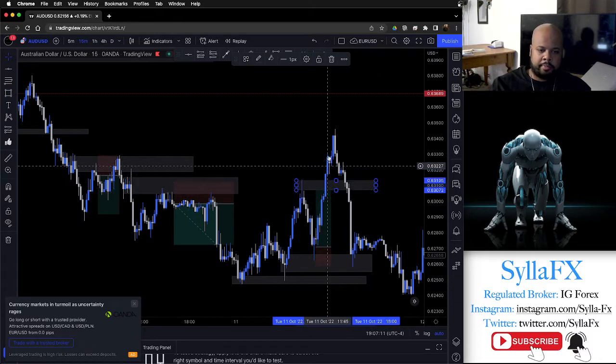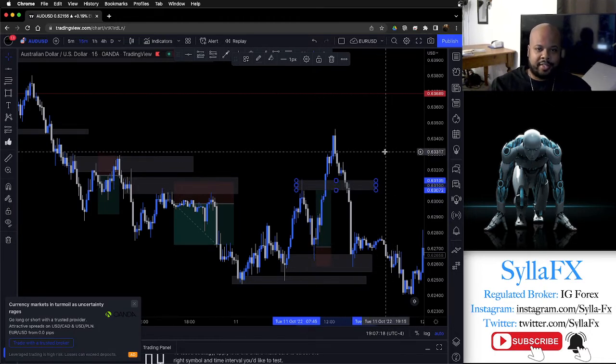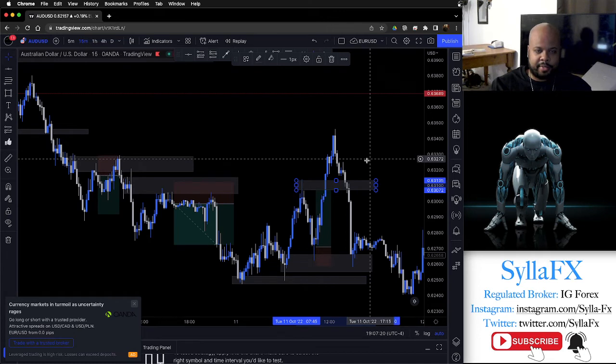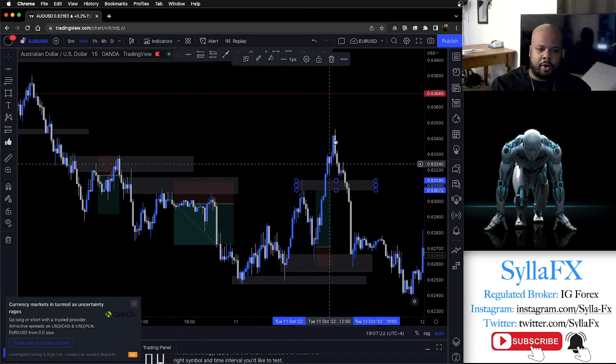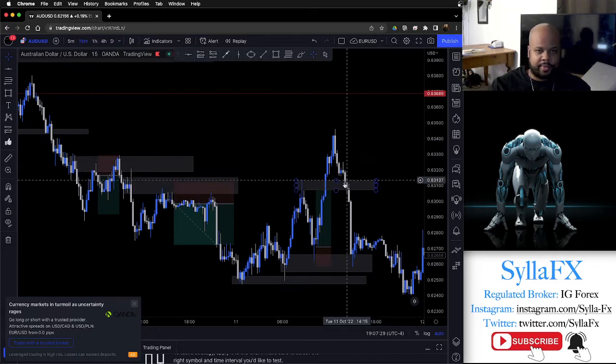So price breaks above it, I set up my entry point here. If price comes back down to test it, now this is very important, price needs to test that level for me to take a buy. So as you can see, we go all the way up here, and then price comes all the way back down into that zone. The unfortunate thing is we don't get the rejection, so we don't take a buy.